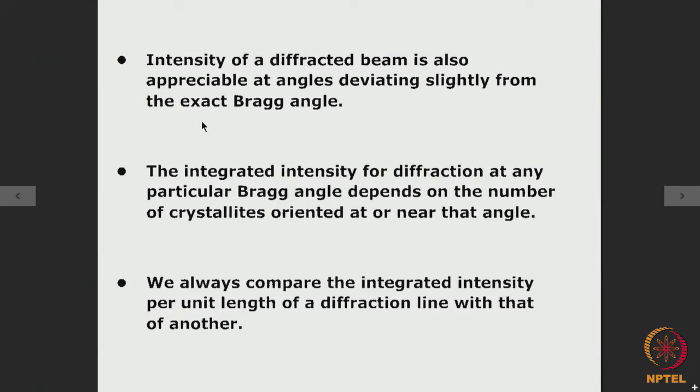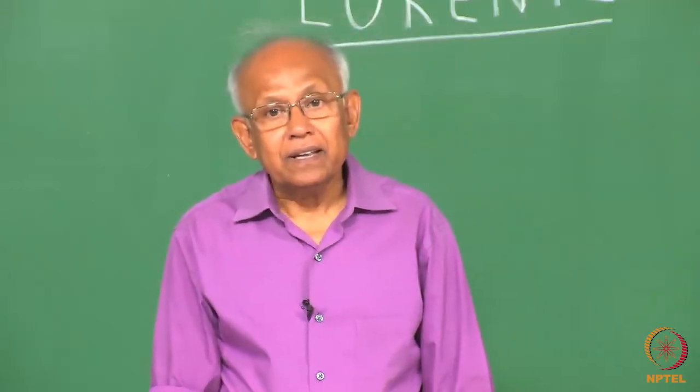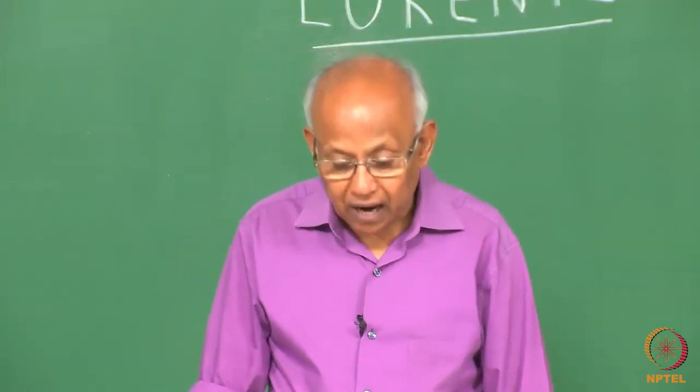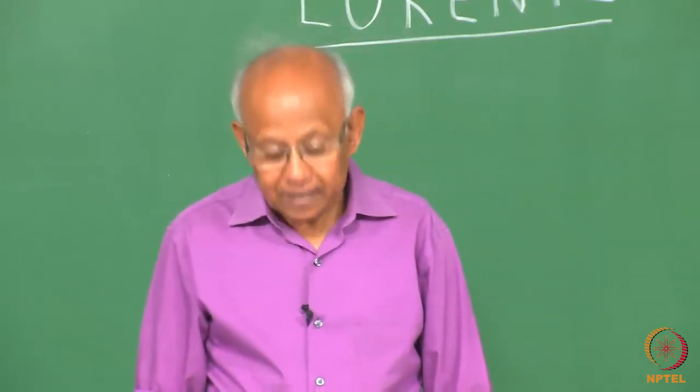The second fact is the integrated intensity for diffraction at any particular Bragg angle will depend on the number of crystallites oriented at or near that angle. And the third fact is we always compare the integrated intensity per unit length of a diffraction line with that of another. Based on these facts, three geometrical factors can be considered which will constitute the Lorentz factor.